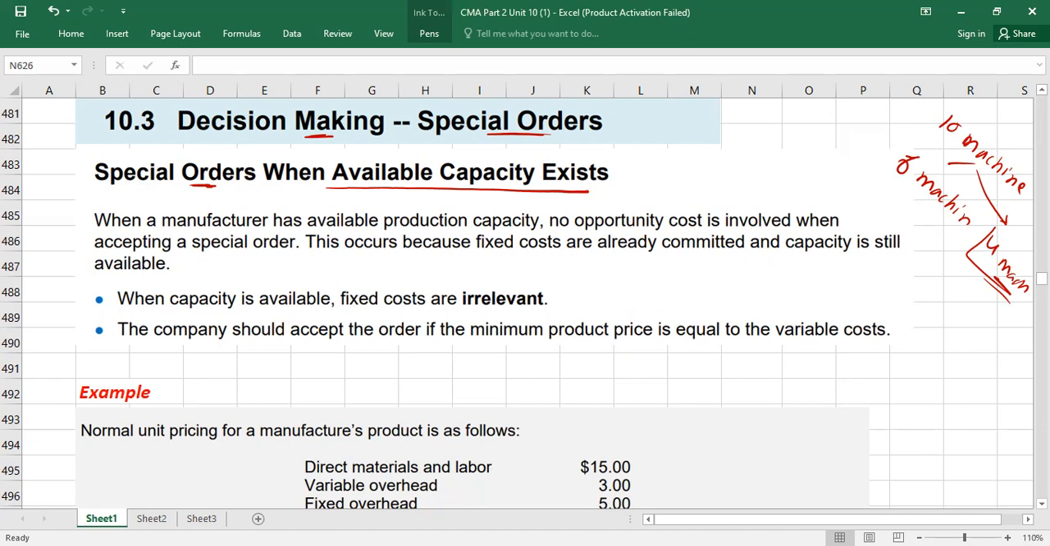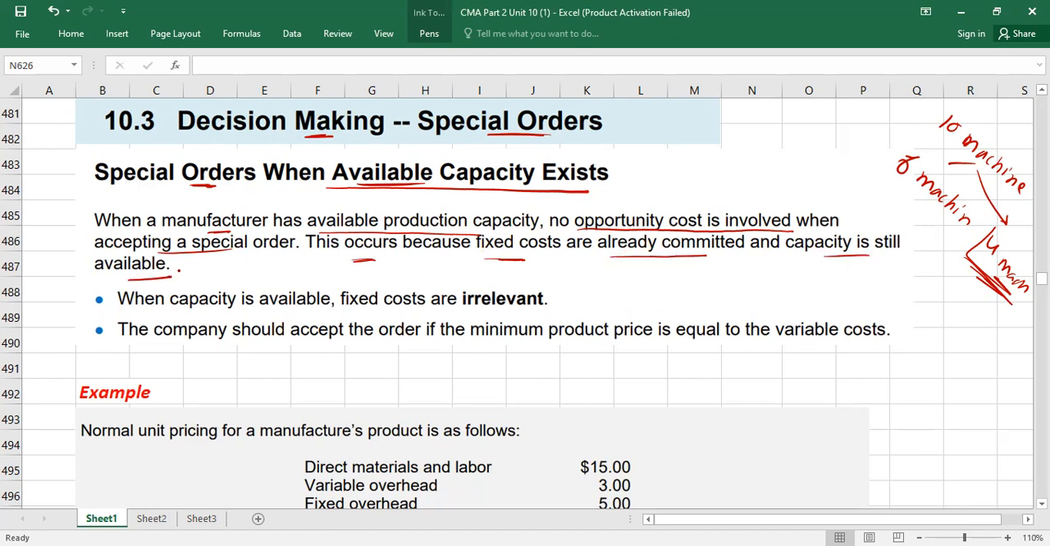Here it's a really important point. When a manufacturer has available production capacity, meaning you have spare capacity, this is also called when available capacity exists, no opportunity cost is involved when accepting a special order, because you are not going to stop the production of any product and you are going to continue with this order. So there is no opportunity cost because you have spare capacity. This occurs because fixed costs are already committed and capacity is still available.